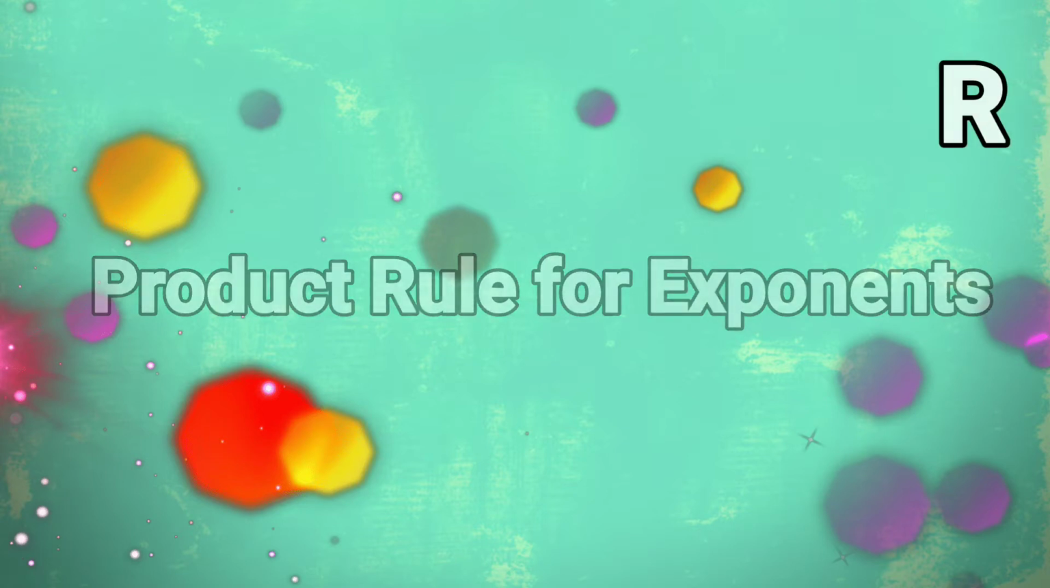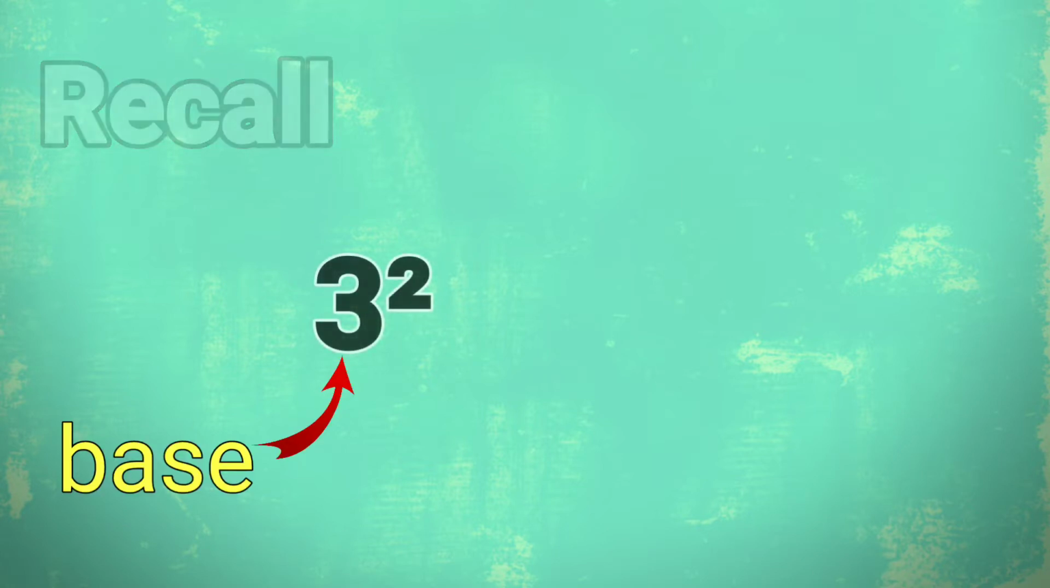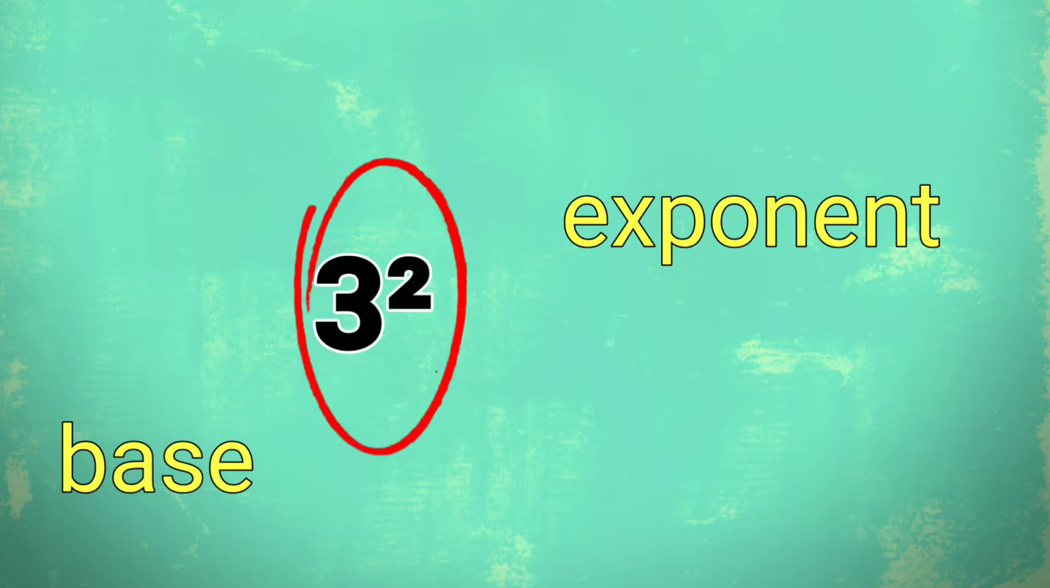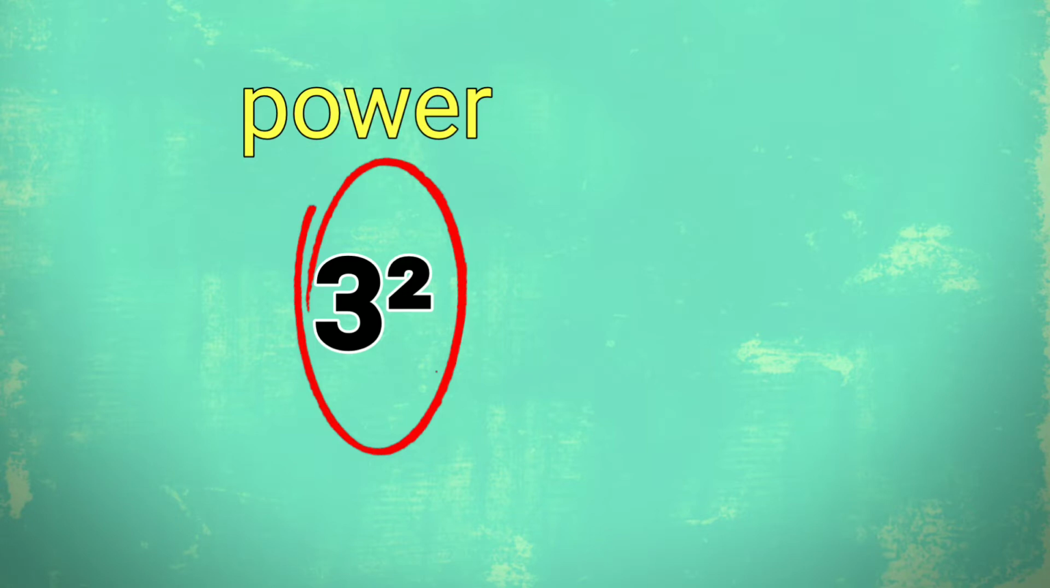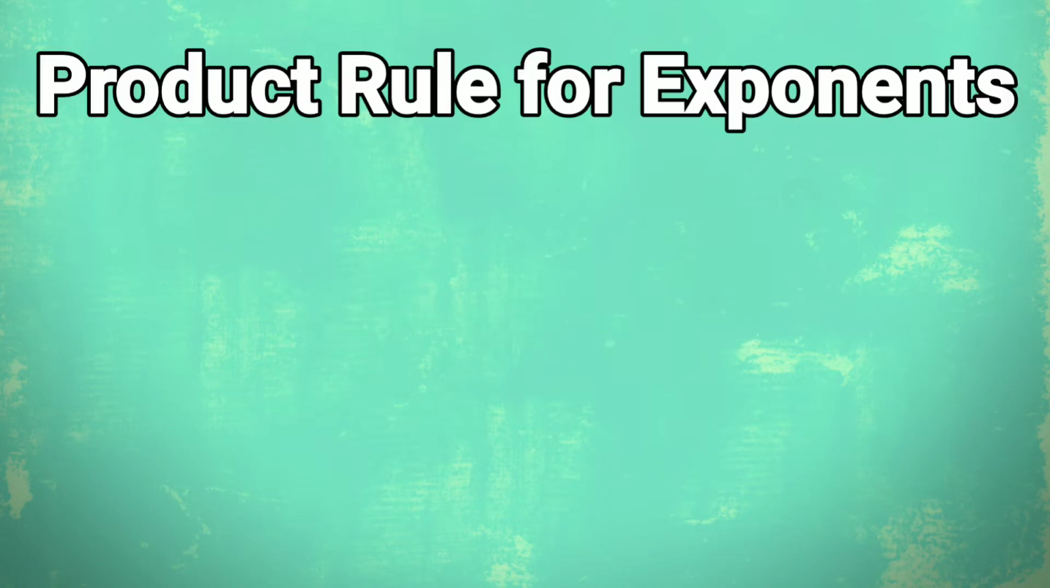But before we get into it, let's just recall a few things. In the expression 3 squared, the number 3 is called the base, and the little number 2 is referred to as the exponent. This whole expression can be called a power. And all that it means is that we're going to have the base multiplied 2 times. So 3 squared is equal to 3 times 3.